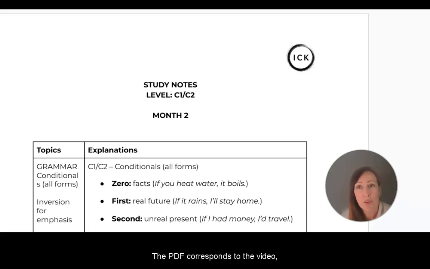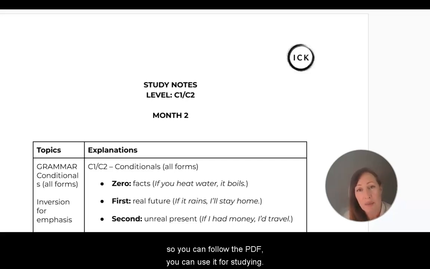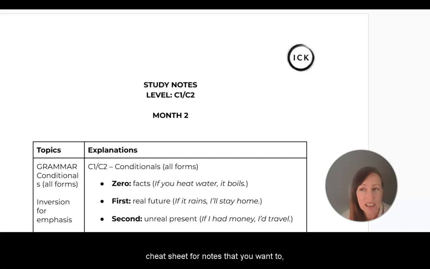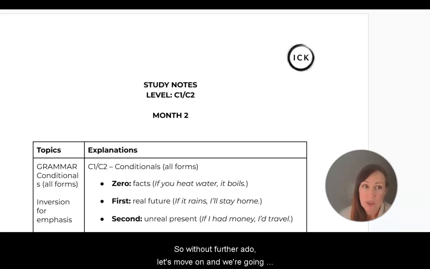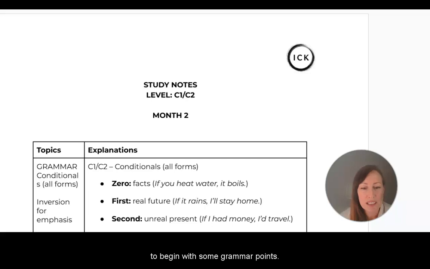The PDF corresponds to the video, so you can follow the PDF. You can use it for studying later. You can use it to create a cheat sheet, a chuleta, for notes, the vocabulary and the structures that you want to remember. So, without further ado, let's move on, and we're going to begin with some grammar points.